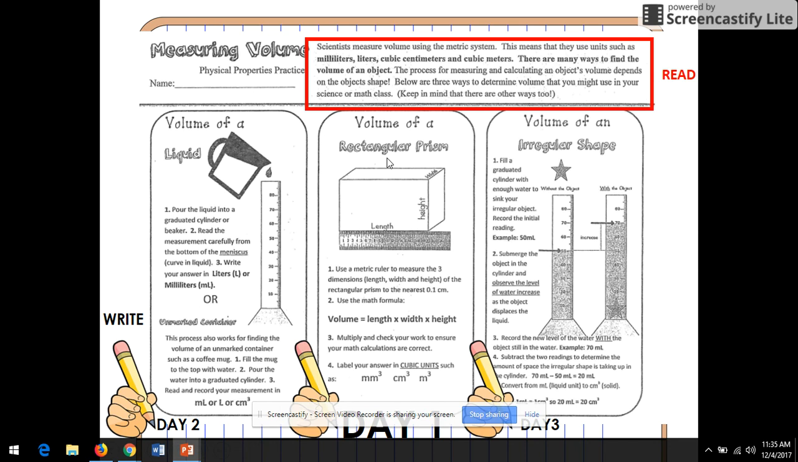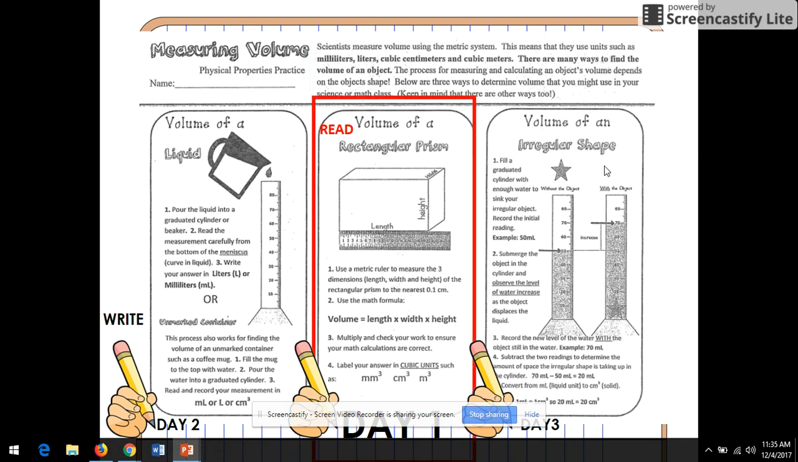We will spend 3 separate days on volume. The first day will be volume of a rectangular prism. The second day, volume of a liquid. The third day, volume of an irregular shape. Since today we're talking about a rectangular prism, please pause the video and read carefully the notes in the center column that you glued in.